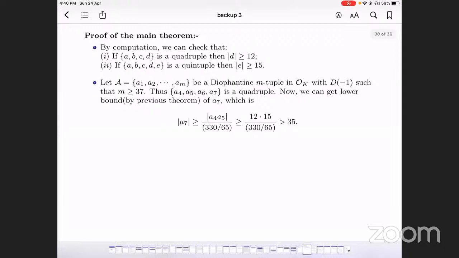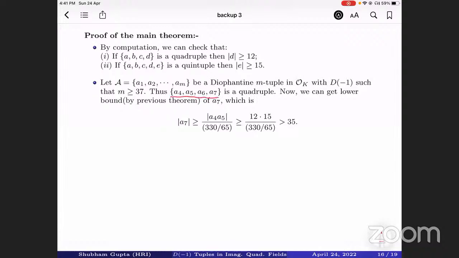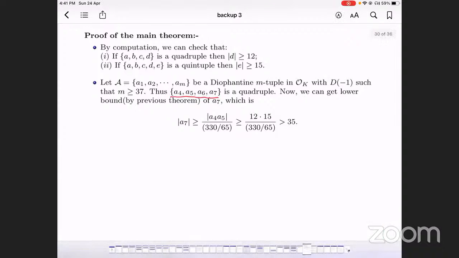Actually, we prove our theorem via a contradiction argument. Suppose there exists an m-tuple in OK with the property D minus 1 such that m is greater than or equal to 37. This implies that a4, a5, a6, a7 is a quadruple. Now we get a lower bound of a7 using the previous theorem. So from here, the absolute value of a7 is strictly greater than 35.